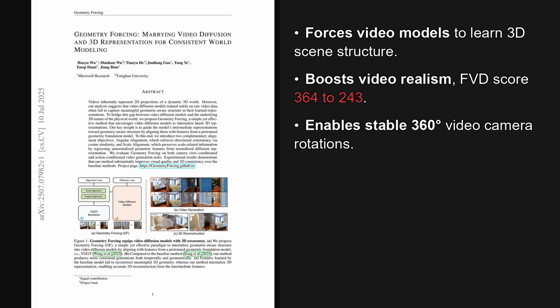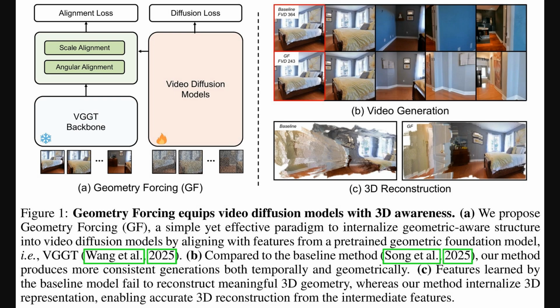The paper is titled Geometry Forcing: Marrying Video Diffusion and 3D Representation for Consistent World Modeling. And it offers a really clever way to make generated videos more stable and realistic. The core idea is to force a video diffusion model to learn 3D structure by aligning its internal features with a geometry-aware model. So this first figure really breaks down how this geometry forcing method works.